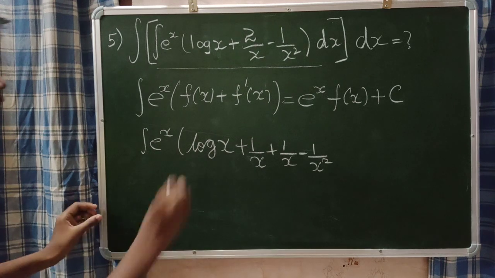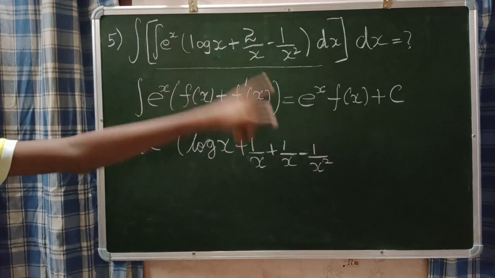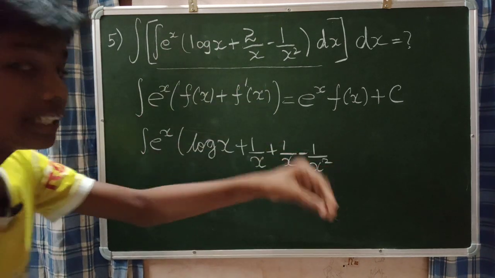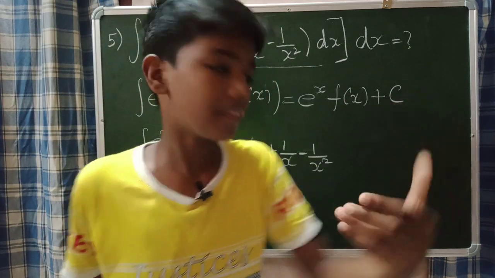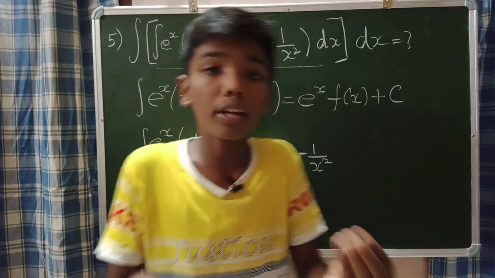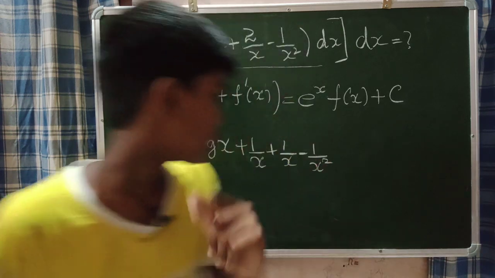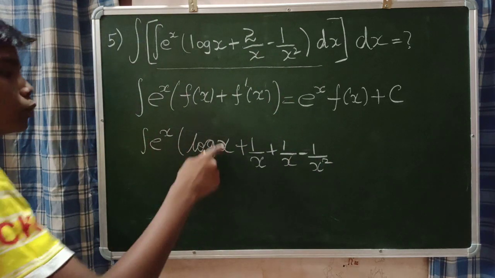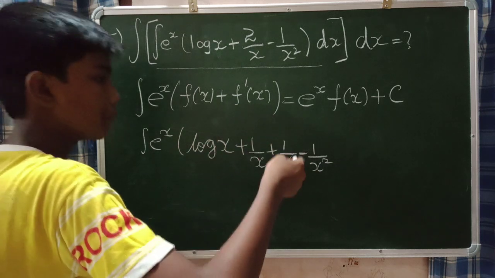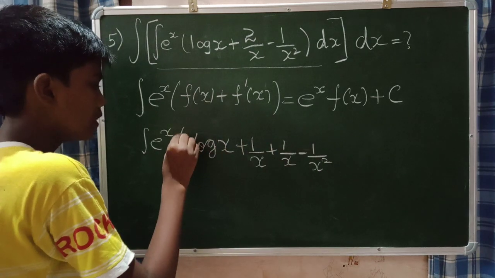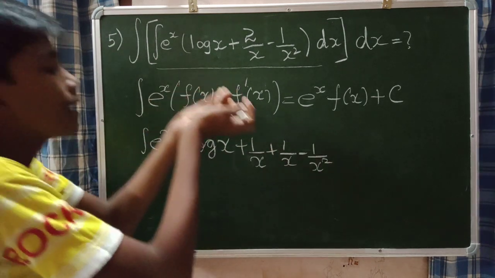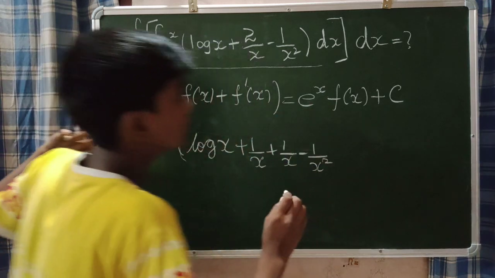Why did I split this 2 by x as 1 by x plus 1 by x? In the upcoming steps you will know why I split it as 1 by x and 1 by x. Until then, try to understand this is log x plus 1 by x plus 1 by x minus 1 by x square. What I am doing is just splitting this 2 by x as 1 by x plus 1 by x. That's all.